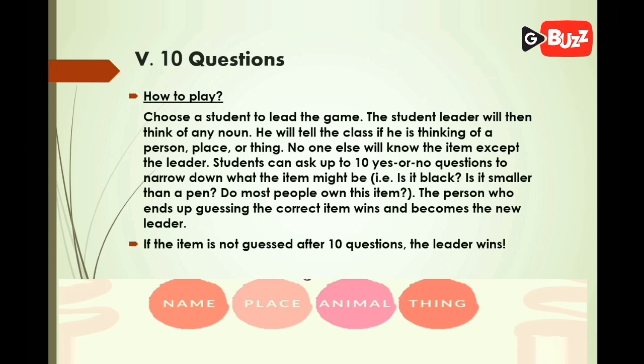Students can ask up to 10 yes or no questions to narrow down what the item might be. Like for example, they can ask if it is black, is it smaller than a pen, or do most people own this item? The person who ends up guessing the correct item wins and becomes the new leader. If the item is not guessed after 10 questions, then the leader wins.